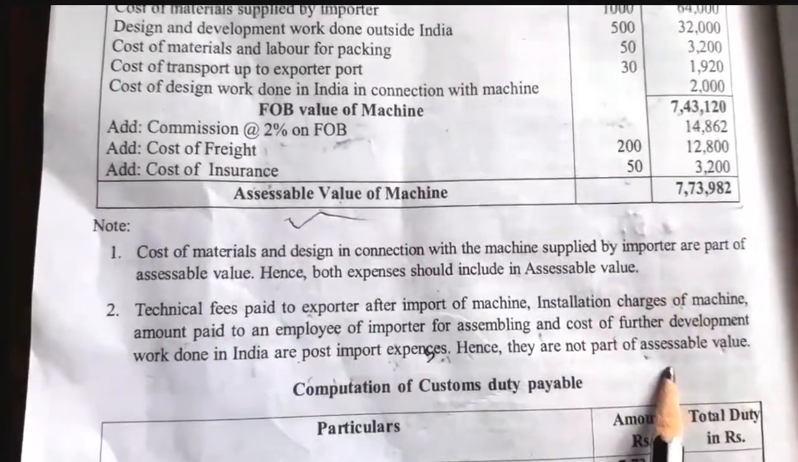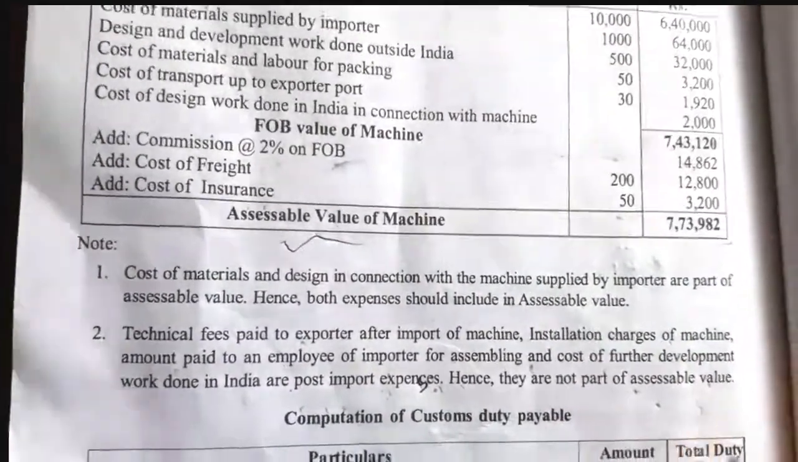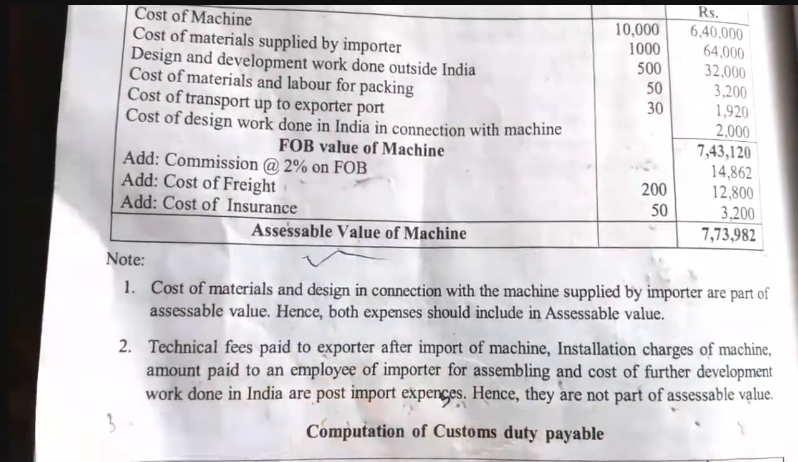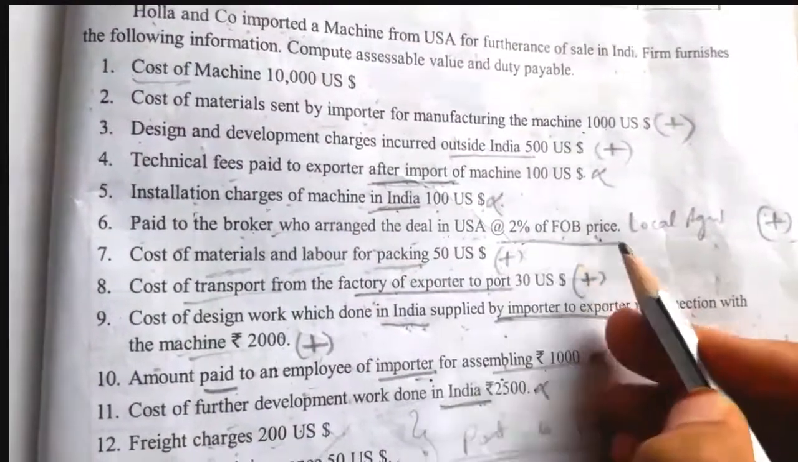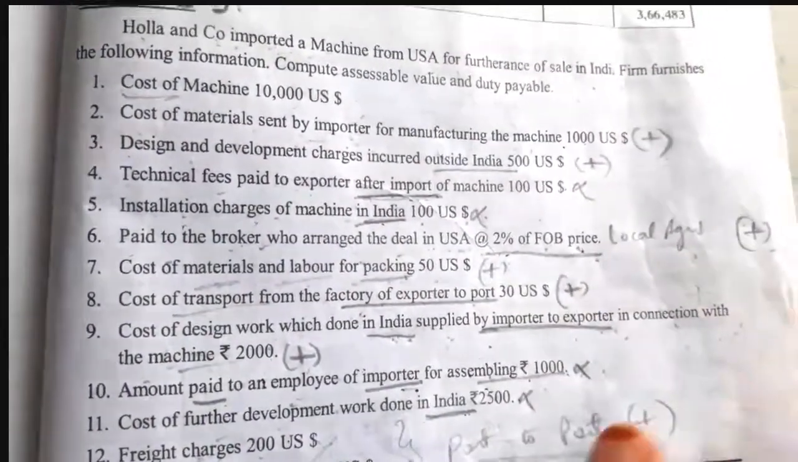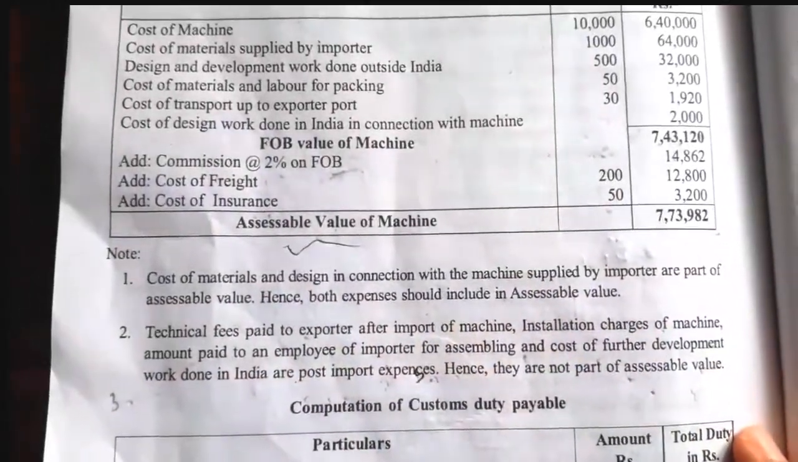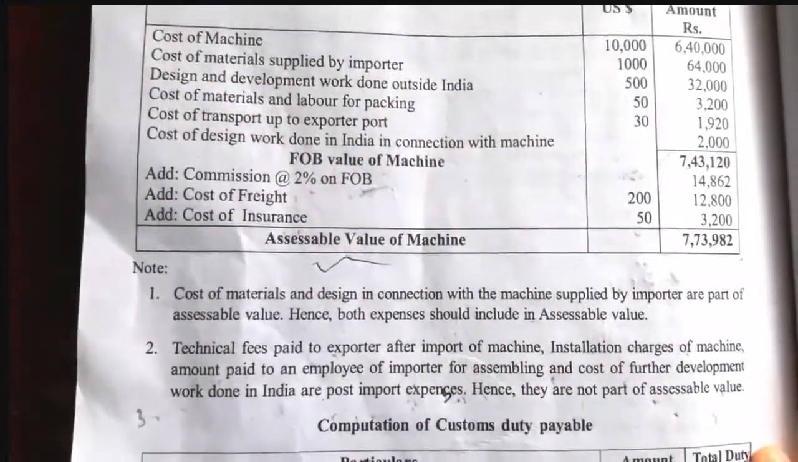Write the two notes for this illustration. And one more, a third note right here in this illustration: local agent commission is given at 2% on FOB, hence it is added after calculating FOB. So that note also you have to take here. So only this much about this illustration.